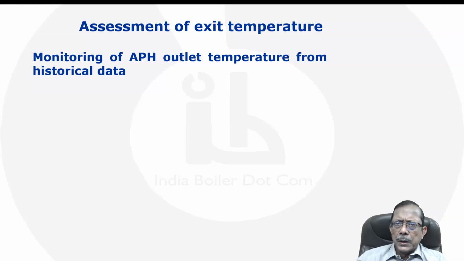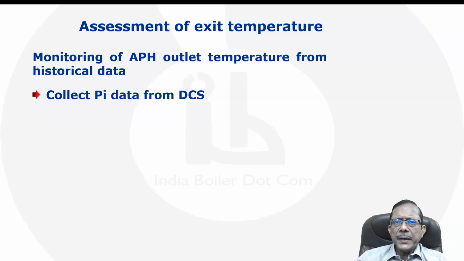I'm going to share with you how to monitor this APH outlet gas temperature from historical data. Now, the first thing you can do is take the record of the historical data from your DCS PI data, right? Make an Excel sheet. Take the load, the gas temperature, right? The air flow, that is the total air flow, you can take PA plus SA flow, and the fuel flow, right? Because when fuel flow, air flow, and load are in a similar range, then the gas temperature is a comparable gas temperature. That is going to give you a comparison, right?